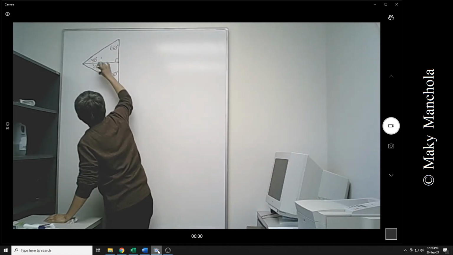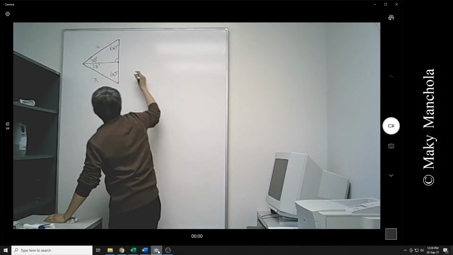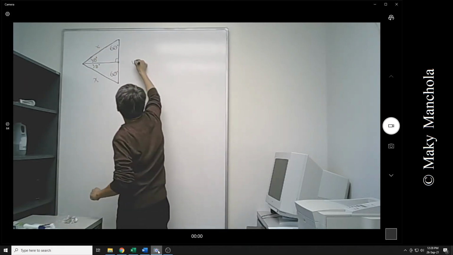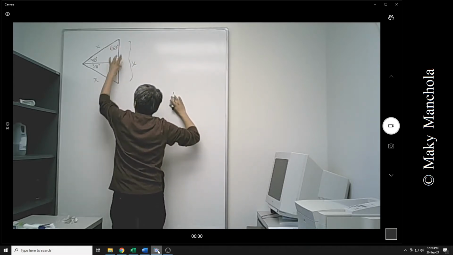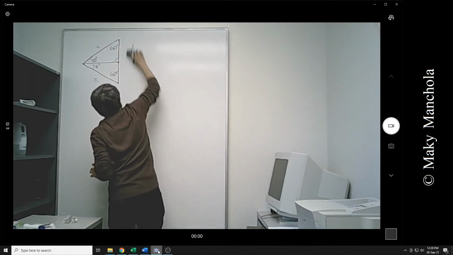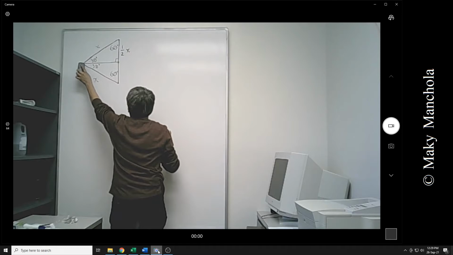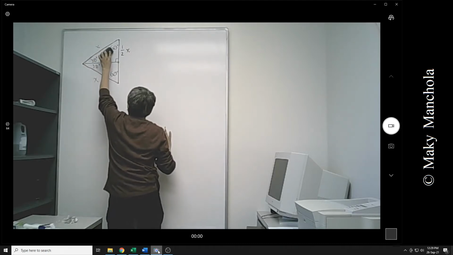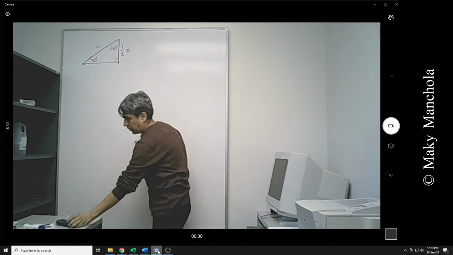And if each side of the equilateral triangle is x, then each of these half segments will be half of x. Now let's pay attention to the top triangle where we have 30, 60 degrees. So that is a right triangle.